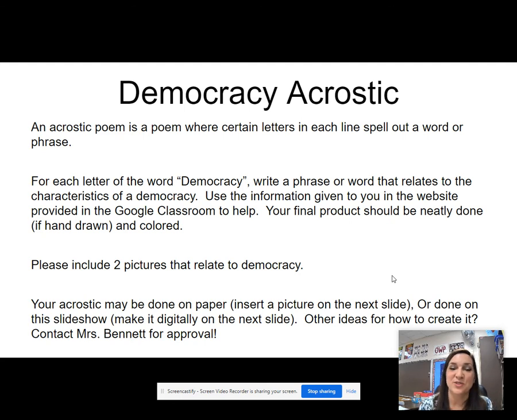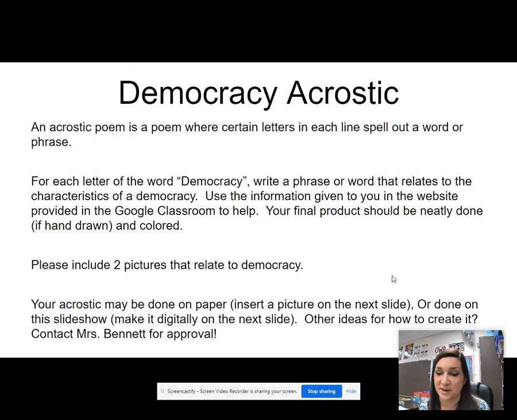So for each letter of the word democracy, you want to write a phrase or a word that relates to the characteristics of a democracy. You're going to use the information given to you on that website I just showed you and my video that's provided in the Google Classroom to help. Your final product then should be neatly done, hand-drawn and colored. I'd also like you to include 2 pictures that relate to this type of government.